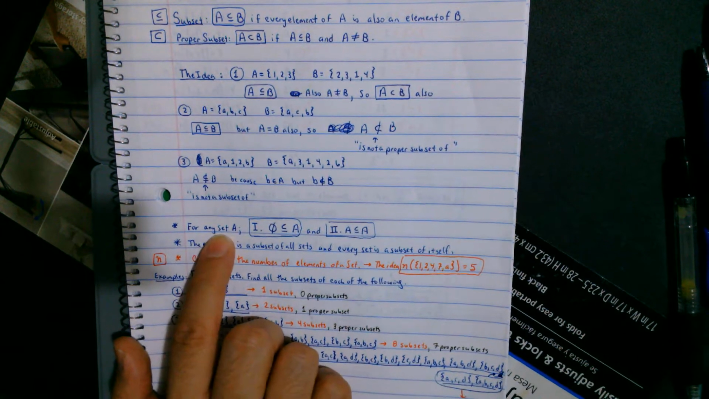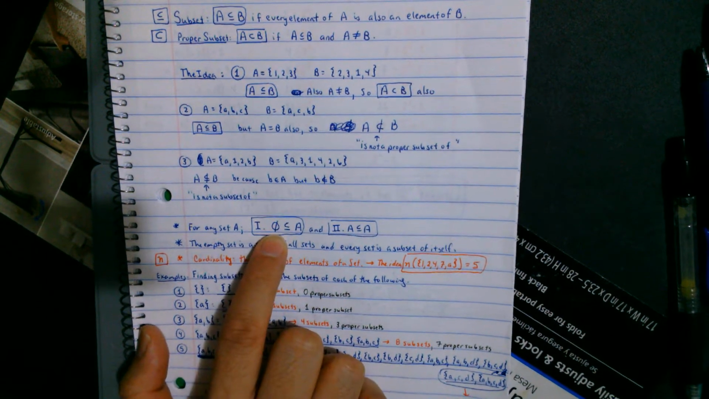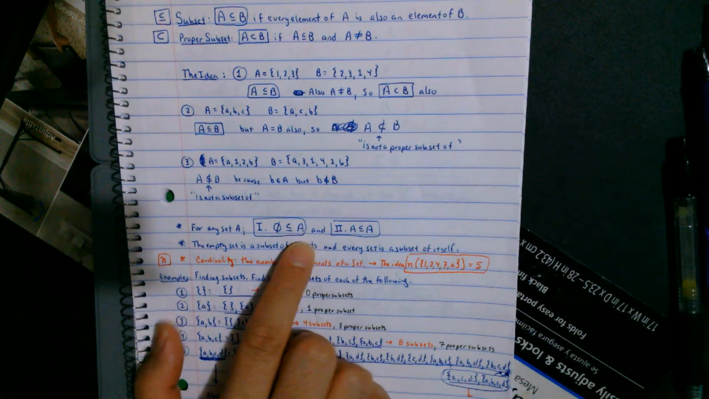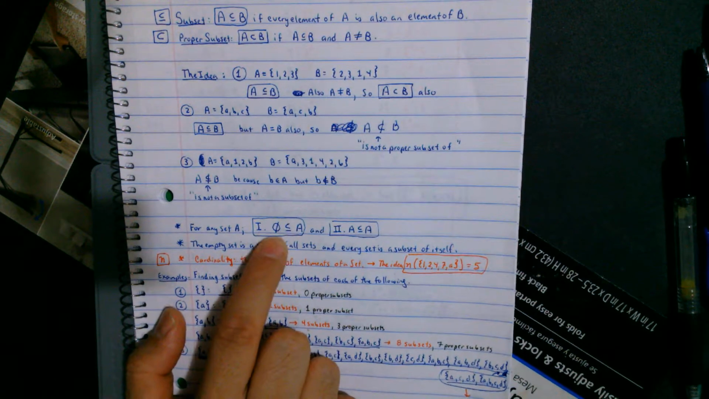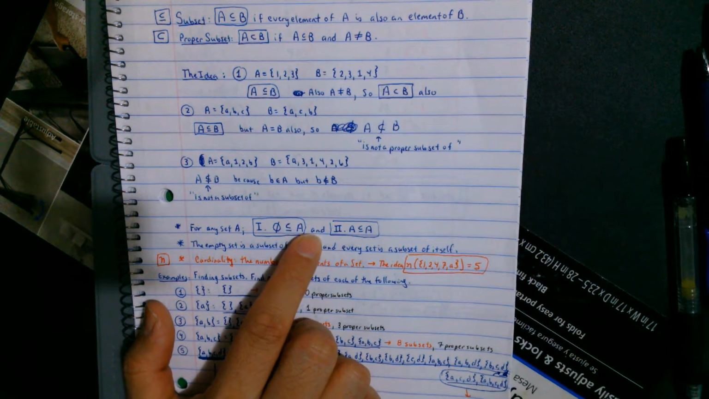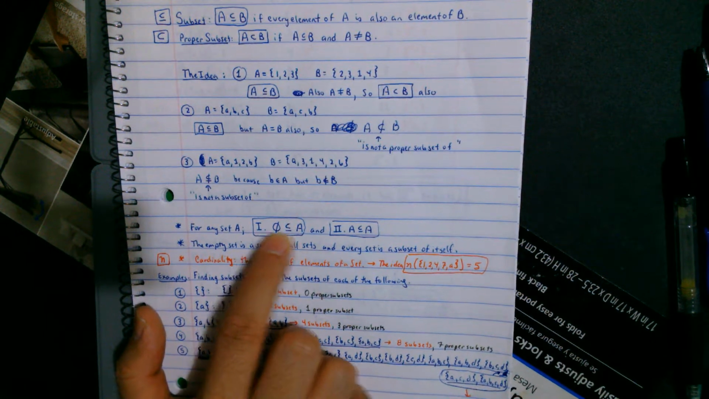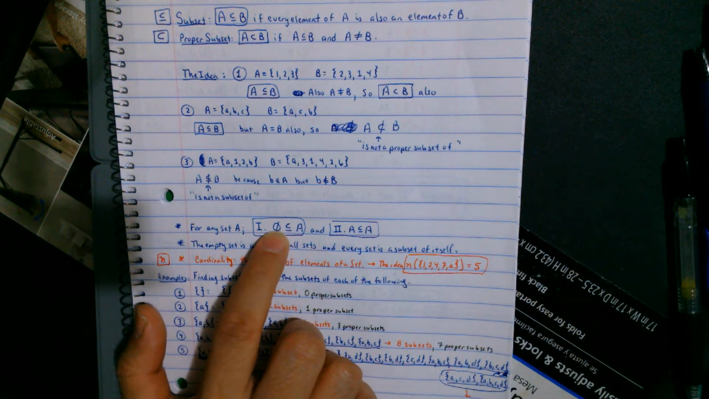So for any set, Roman numeral 1 says the empty set is a subset of any set. So by default, every element of the empty set is also an element of another set, whether that set is empty or not, it doesn't matter. The empty set is a subset of every set. It's a subset of itself.